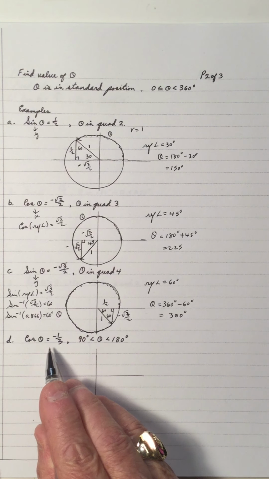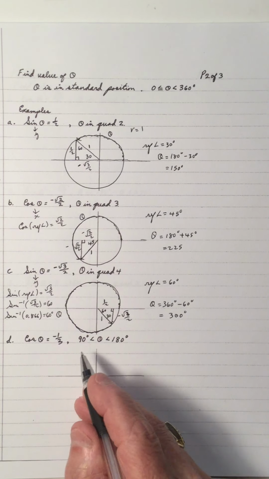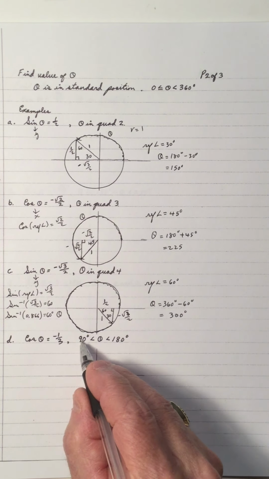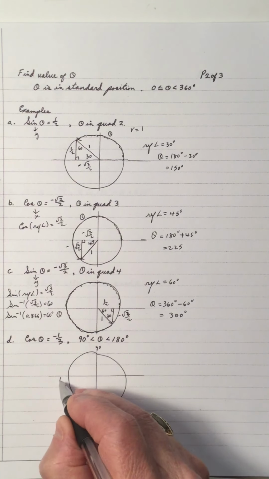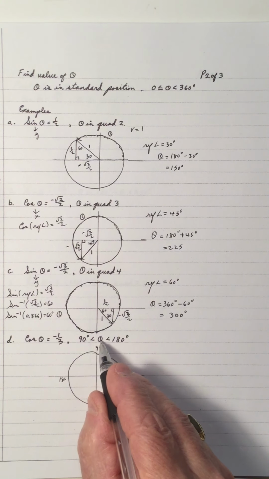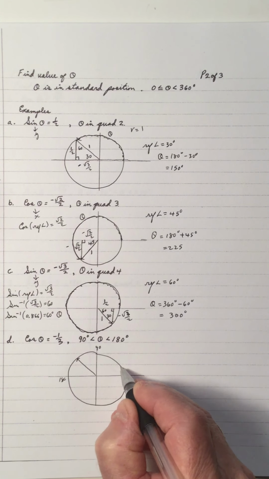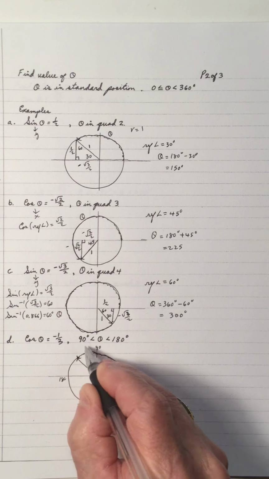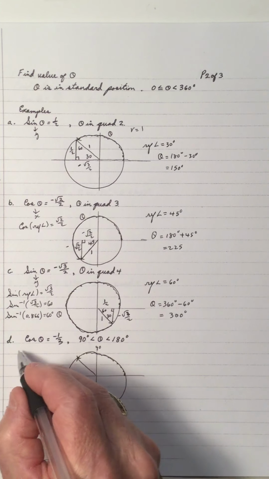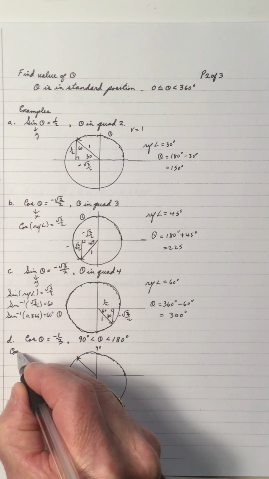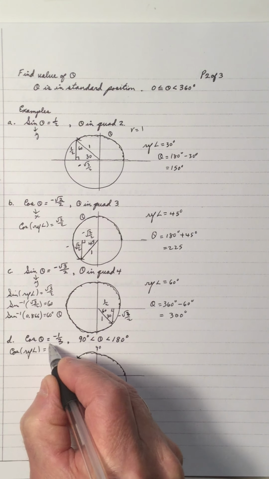D, notice we don't have a half, we don't have root 3 over 2, we don't have root 2 over 2, so we have to use our calculator. Draw the circle first. 90 is right here, 180 is right here, so theta is between 90 and 180. That means we have a second quadrant angle. So theta is this rotation to get between 90 and 180. So the reference angle is in here. The cos of the reference angle is positive 1 over 3.